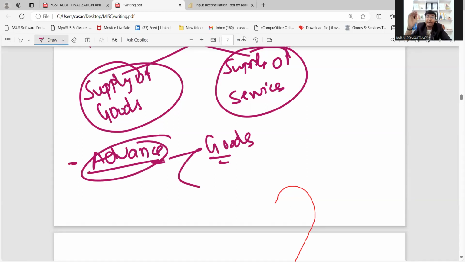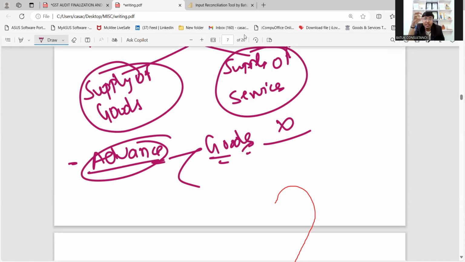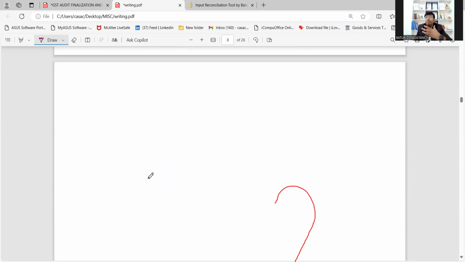So if any classification goes wrong here, in that case, GST on advances. If there is a supply of service, but that person is going to claim that this is a supply of goods and I have received an advance of 50 crore rupees for that particular thing, in that case GST is not applicable. So in that case, you have to check the nature of that particular supply as per Schedule number 2 of the CGST Act.